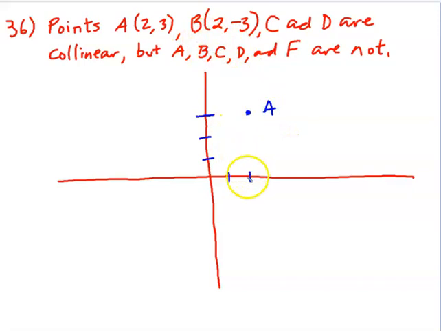And point B is the point (2, -3). And then we've got two other points that we're not given the coordinates for, but we know that they should be collinear with A and B. So really it doesn't matter where you put these as long as they fall on the same line.